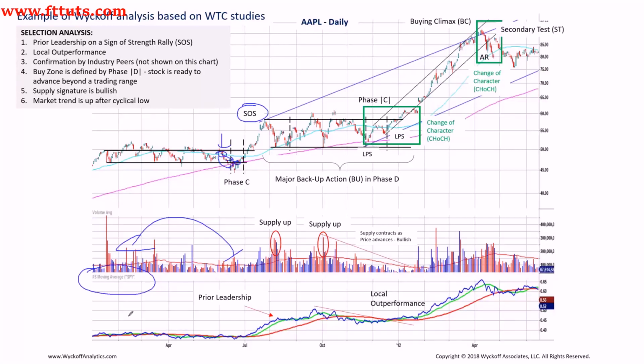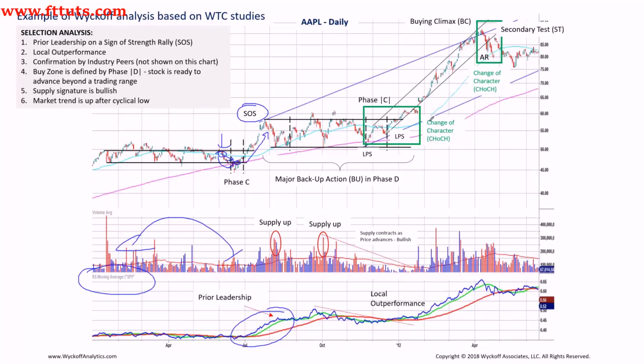Looking at the relative strength ratio line, and this is something that we will explore. I will show you how to construct it, how to use it, and how to interpret it. But here we're seeing that the relative strength is showing outperformance by Apple on this rally to the upside.